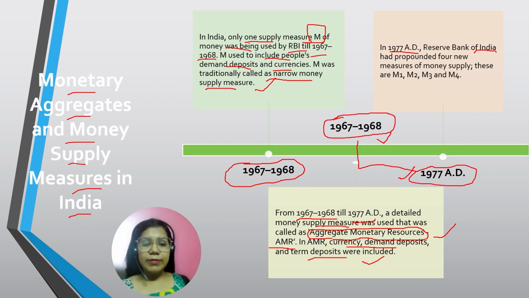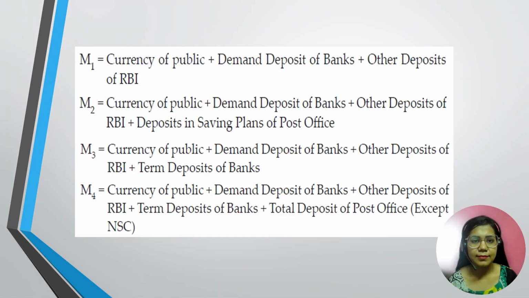the Reserve Bank of India, that is our RBI, or we can say the central bank, propounded four new measures of money supply, which are M1, M2, M3 and M4. So four new money supply measures were propounded by RBI in 1977. Let's read what they included. So let's go to the next slide and read what M1, M2, M3 and M4 monetary aggregates include.